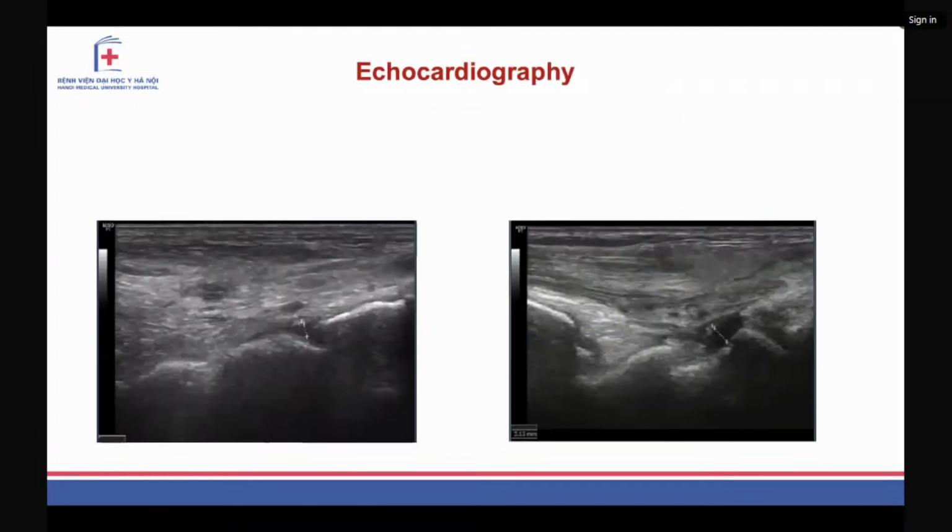And this slide presents imaging findings from ultrasonography. You can see the bilateral subclavian arteries show concentric thickening of the intimal and medial layers. And the left common carotid artery also demonstrates concentric thickening in the lower one-third of the cervical segment.